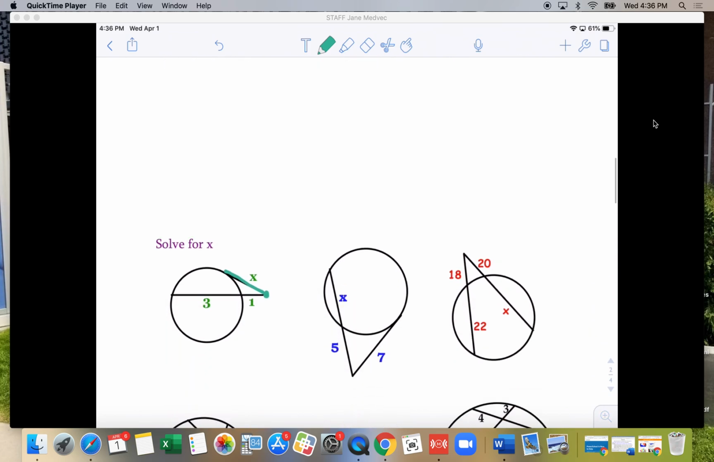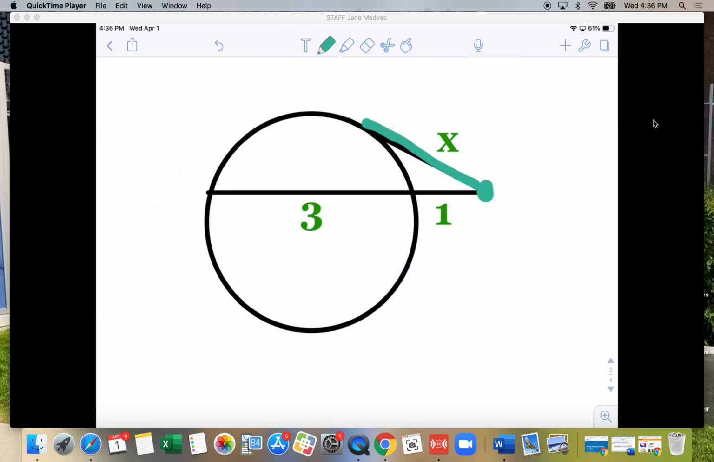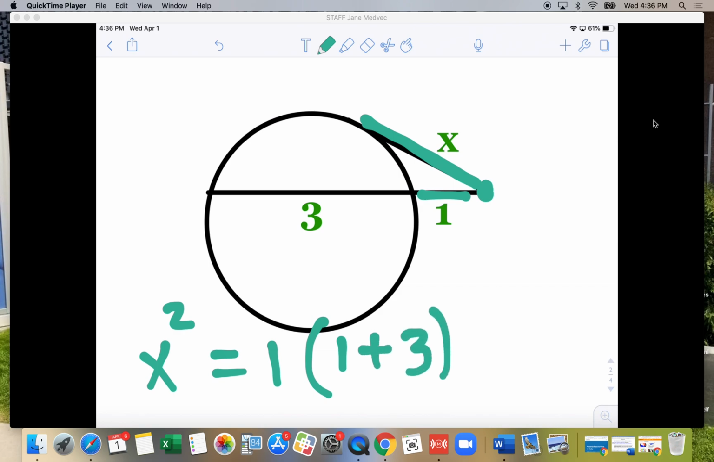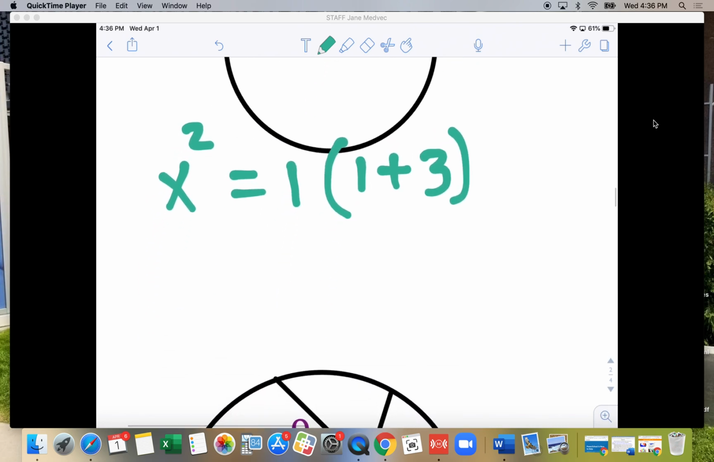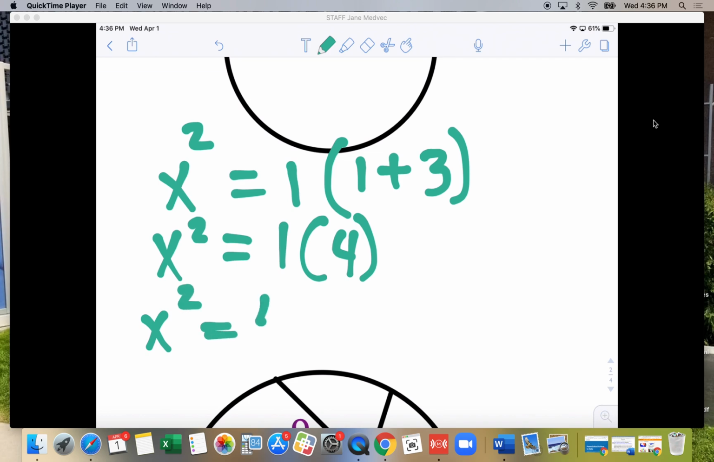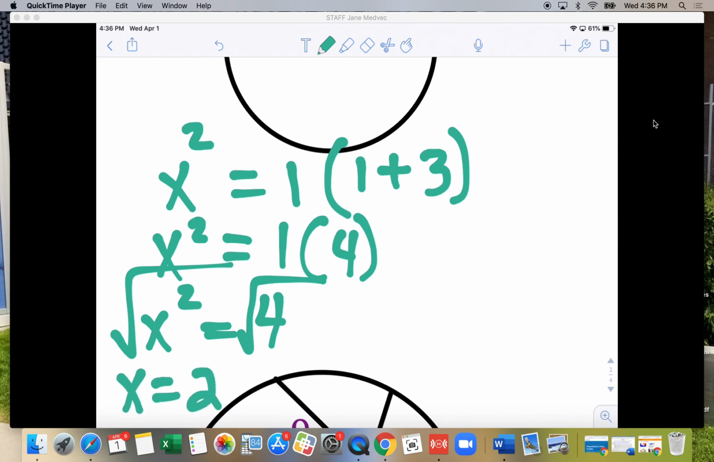So I'm going to come down here and I'm going to go, okay, I've got the piece that's outside like this. So I'm going to go x squared, because that's x times x. And I'm going to multiply this outside piece times the whole, which is 1 plus 3. So now I'm going to go ahead and solve it. X squared equals 1 times 4. X squared gives me 4. I'm going to square root both sides, and x equals 2.